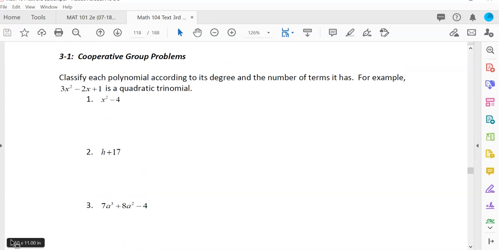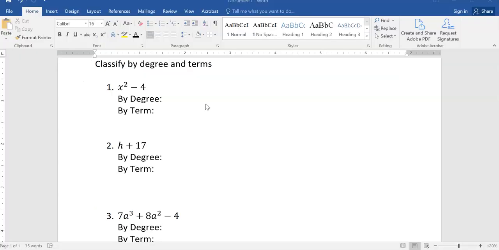Again, push pause on the video. In about 5 seconds, I'll explain. Make sure you're doing these on your own. Classify by degree and terms.